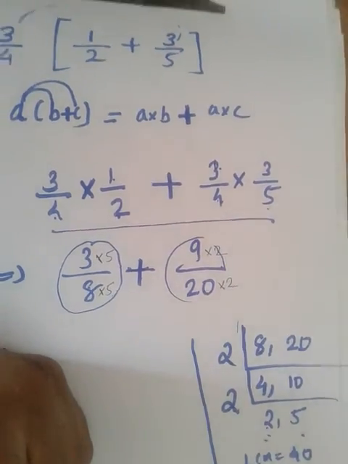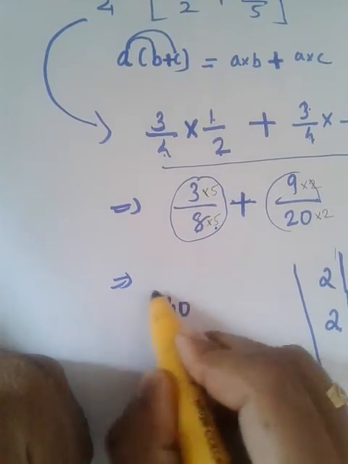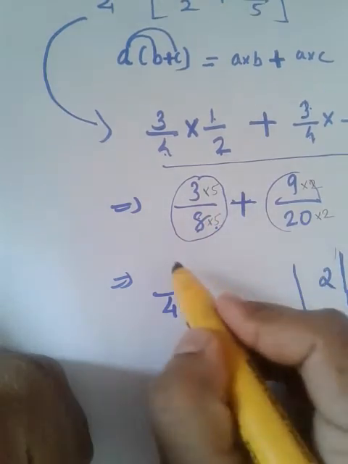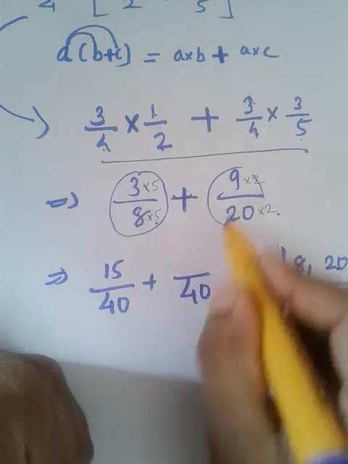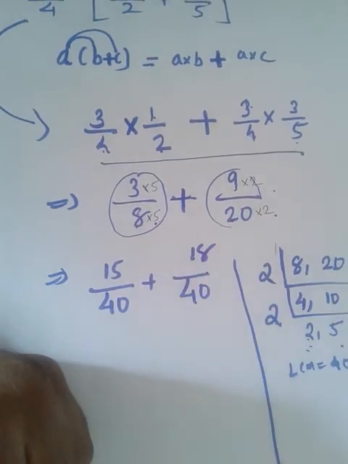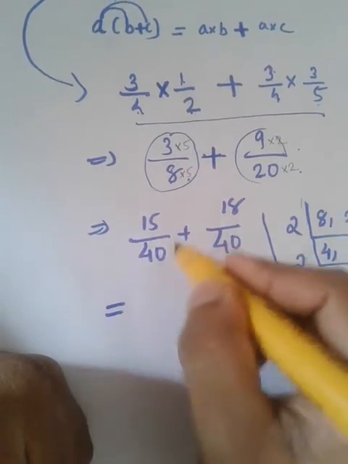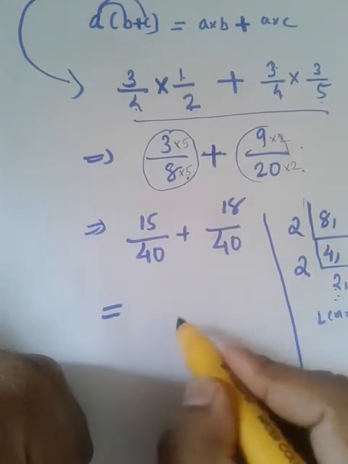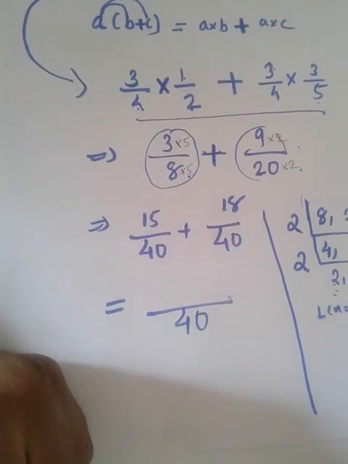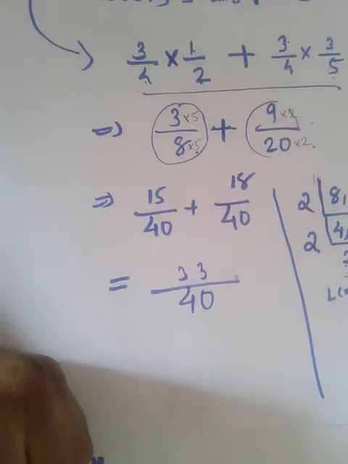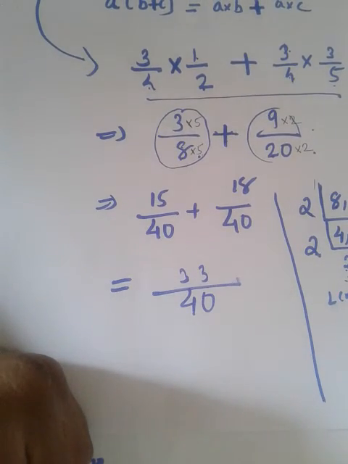So, 9 into 2. Now, just see, it becomes 8 into 5 is 40 upon 3 into 5, 15, plus 20 into 2 is 40, 9 into 2 is 18. See, now the denominator becomes equal. This is the advantage. So how to add two fractions with the same denominator? Just write the same denominator as it is and add the numerators, 15 plus 18. What is 15 plus 18? So the answer will be 33 divided by 40. This will be your answer.